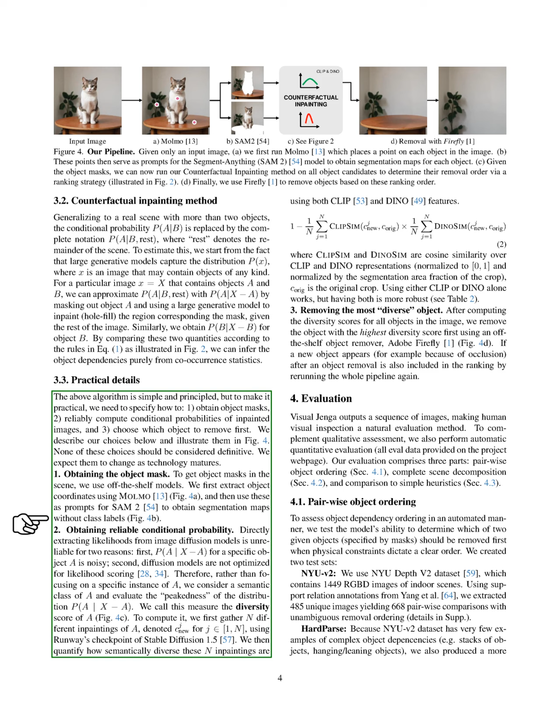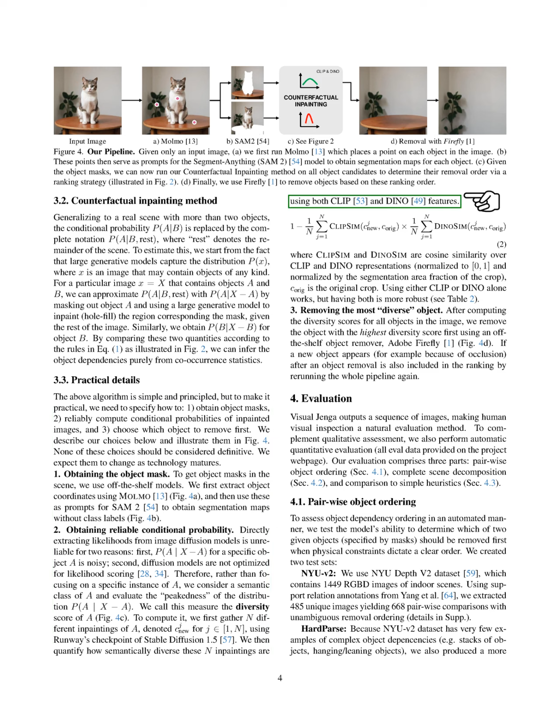Instead of focusing on a single object, we evaluate a semantic class of objects and measure the peakness of the distribution of probabilities. We refer to this as the diversity score of an object. To calculate this, we gather multiple inpaintings of the object and assess their semantic diversity using features from CLIP and DINO.